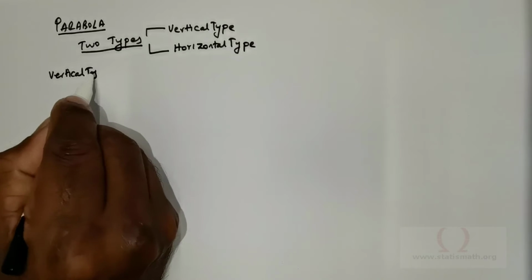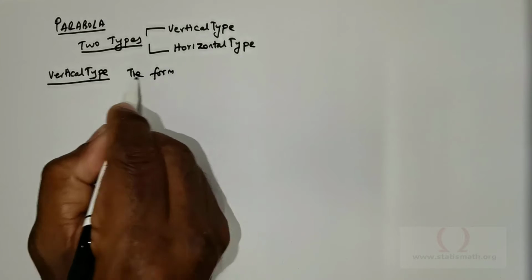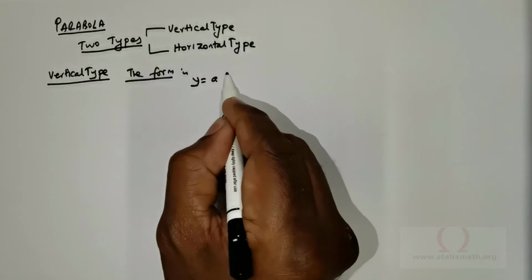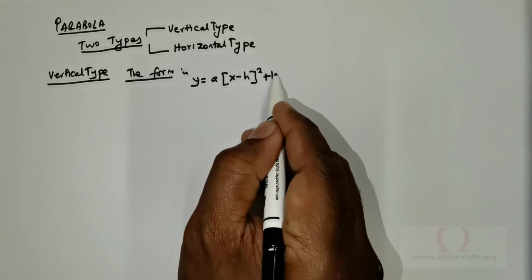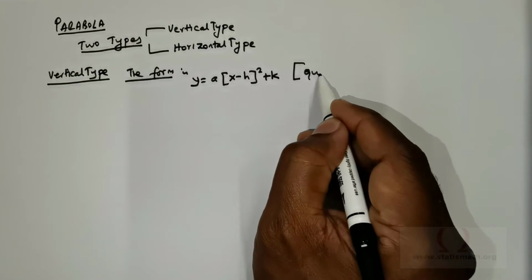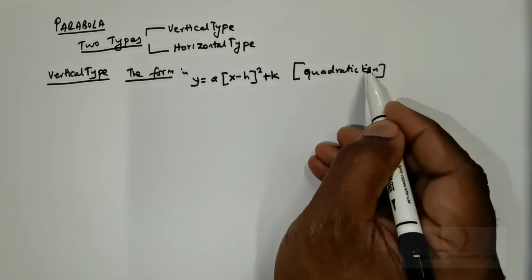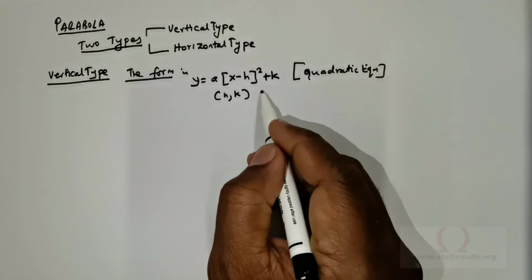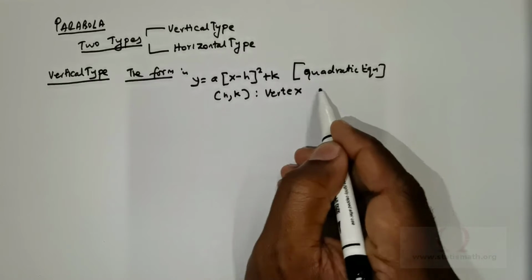Okay. Now in vertical type, the form of the parabola is given to be y is equal to a times (x negative h) raised to the power 2 positive k. This is a quadratic equation. You have to know that. And the h and k that you see here is called the vertex of the parabola.